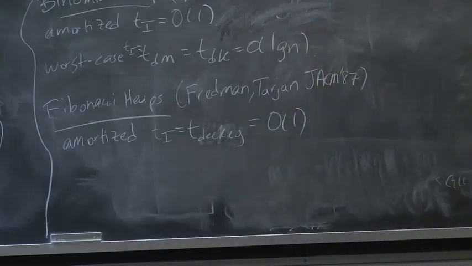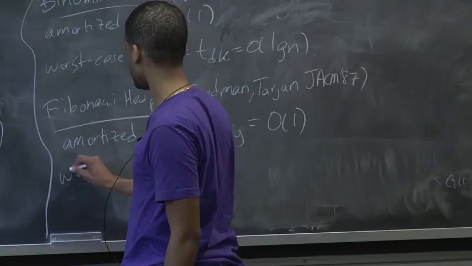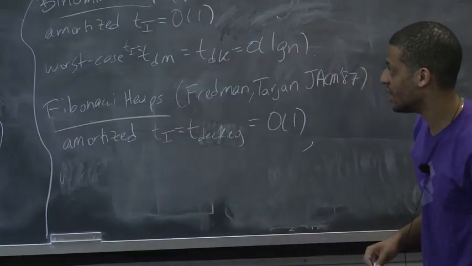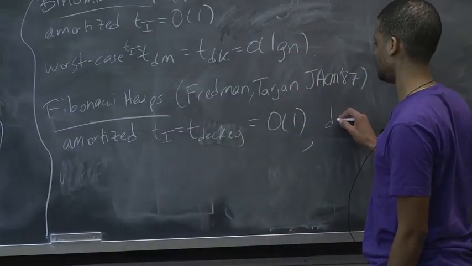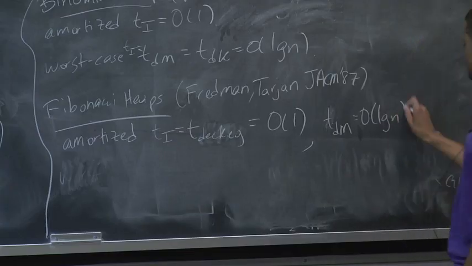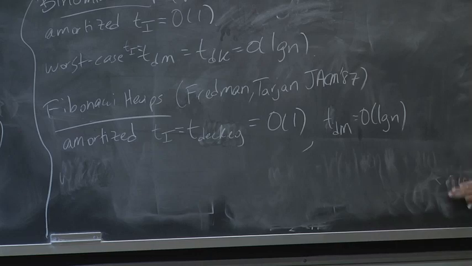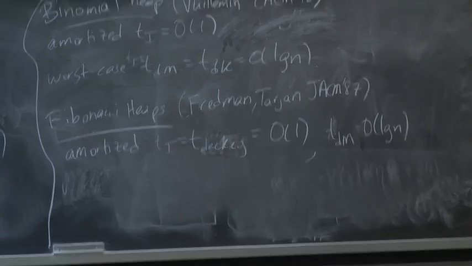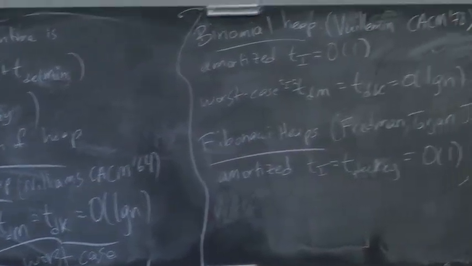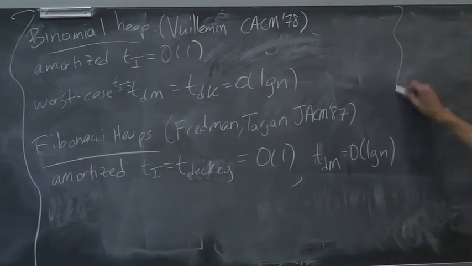Okay, being constant. And they give worst case, and also, what do I want to say? Delete min is log n. Okay. These are all amortized bounds. So Dijkstra actually gets faster because the log n doesn't multiply m. I'll say a little bit more.